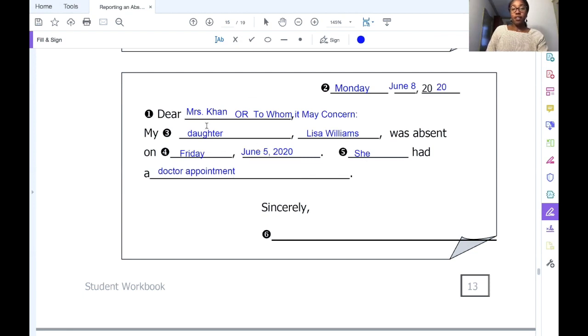So we have the date that we're writing the letter. We have the teacher or to whom it may concern. General thing you can say or write to the school, to whom it may concern. And then we will say my daughter, relationship, Lisa Williams, first and last name, was absent on Friday, June 5th, 2020. The date that Lisa did not attend school, she had a doctor's appointment. A doctor appointment. And so this is our reason.